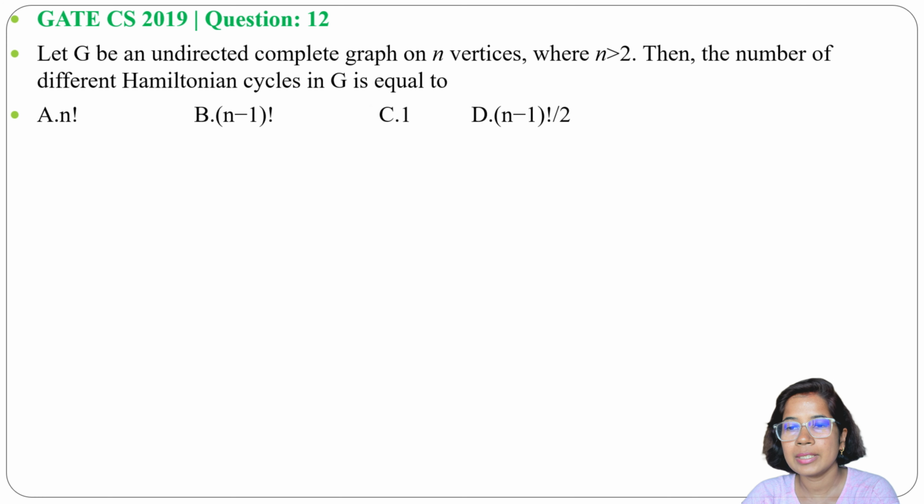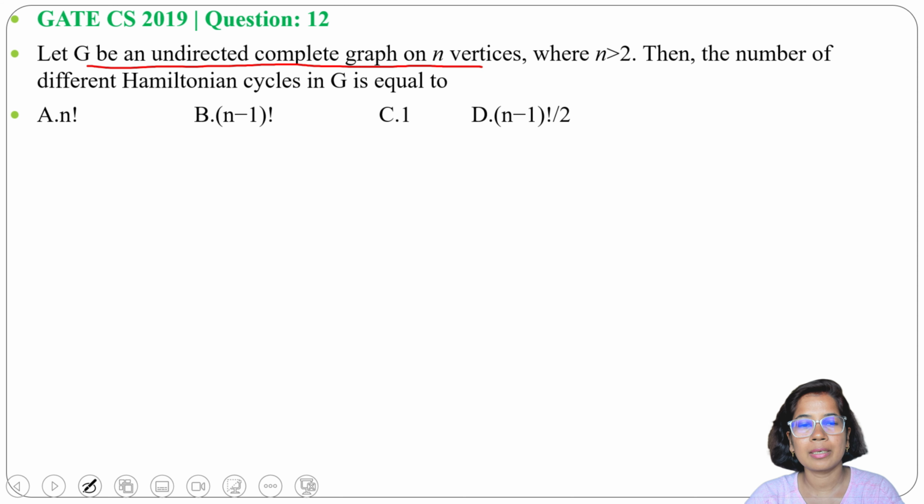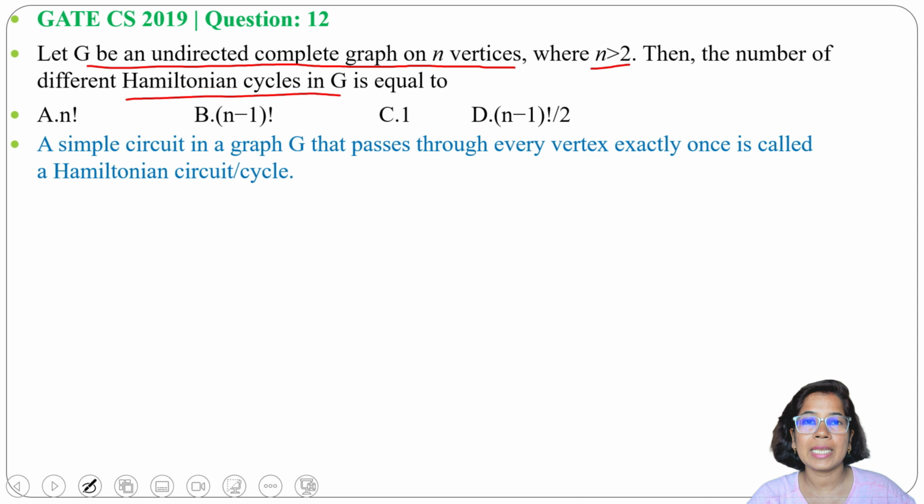So the graph is an undirected complete graph having n greater than 2, and we need to find the number of Hamilton cycles. A Hamilton cycle is a simple circuit that passes through all the vertices and returns to the starting vertex, meaning we are visiting every vertex exactly once. And in the question, it's not mentioned whether the graph is labeled or unlabeled.